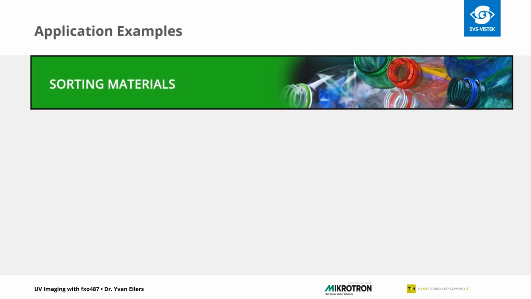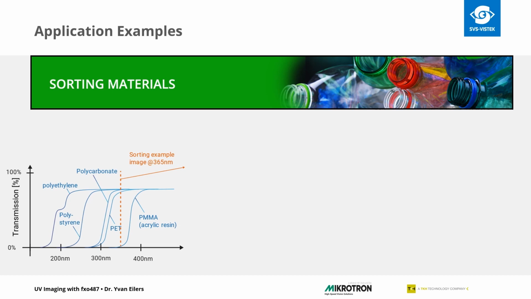Now I would like to show some application examples where the UV camera can be used. The first application is the sorting of materials. Here, the high frame rates of up to 194 frames per second are beneficial, as a high material throughput is typically given in sorting applications. The global shutter functionality ensures distortion-free imaging even for moving objects, which is an advantage in this application.